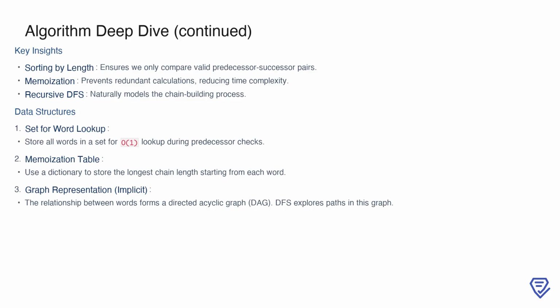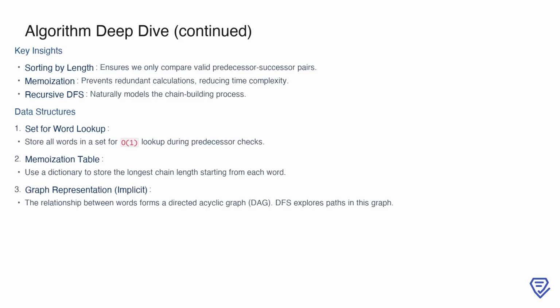Memoization plays a crucial role in avoiding redundant calculations, significantly reducing the time complexity of the algorithm. Recursive DFS is a natural fit for modeling the chain building process, as it allows us to systematically explore all possible paths in the word relationship graph.